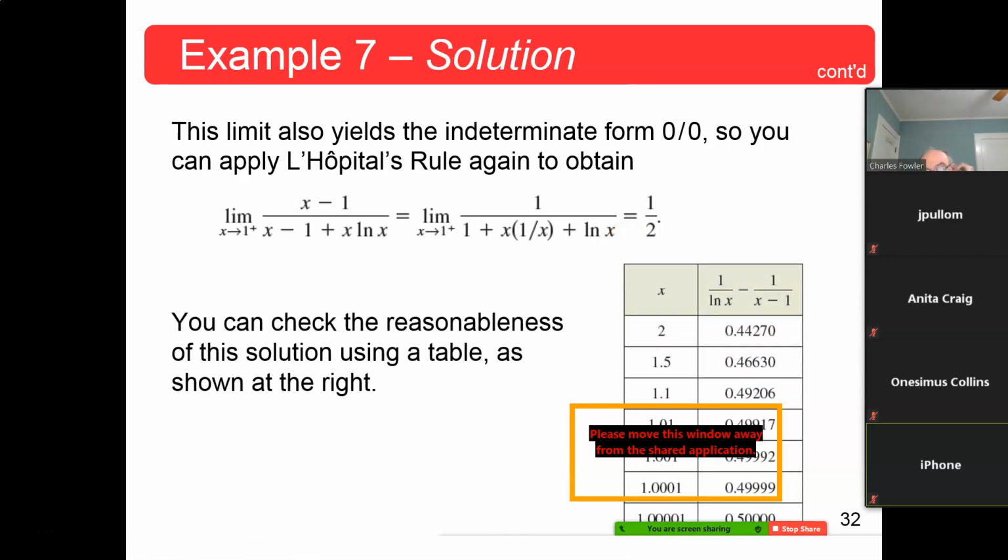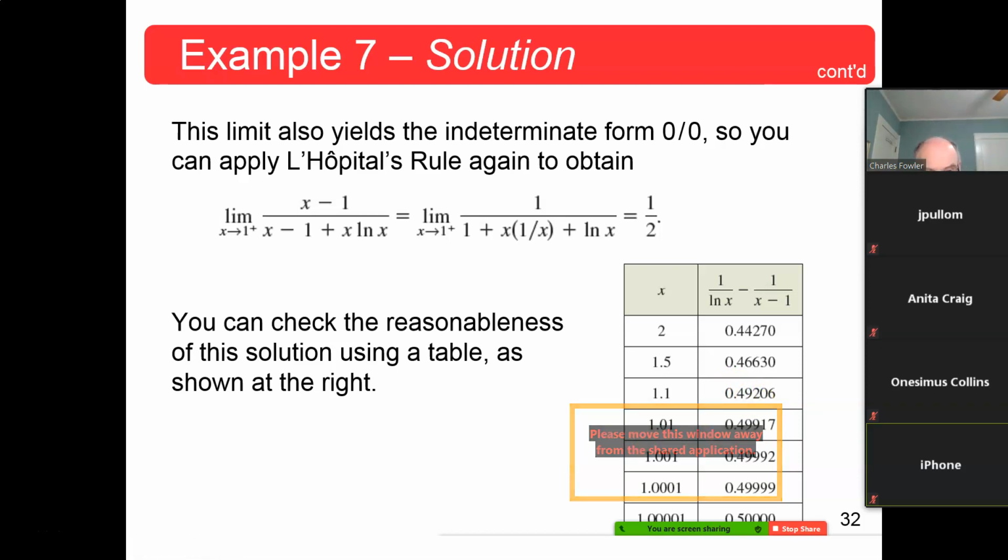Now, it says you can check the reasonableness of this solution by using a table and letting x go closer and closer. Start out something to the right of 1. They chose 2, and they calculated this thing and came up with 0.442. Getting closer to 1, like 1.5, they got 0.466. Well, that is getting closer to 1/2. Let's keep going. 1.1, they got 0.492. Again, getting closer to 0.5.